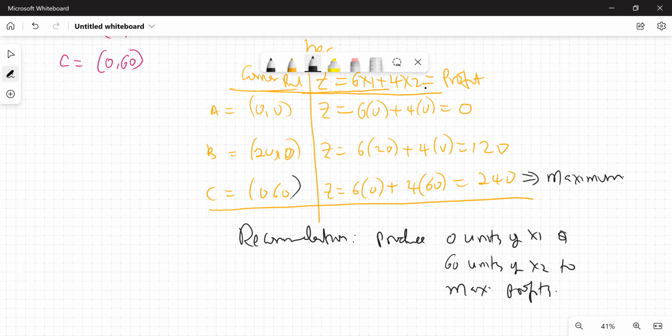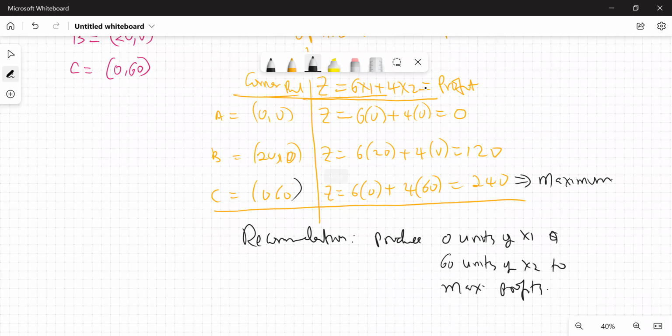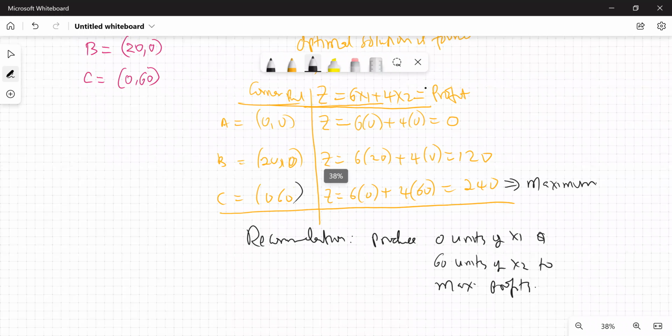Of course, this was an extremely simple problem because we didn't have enough constraints. If we put in other types of resources, maybe the story would be different. But the main thing is that's how you solve LP using the graphical method.